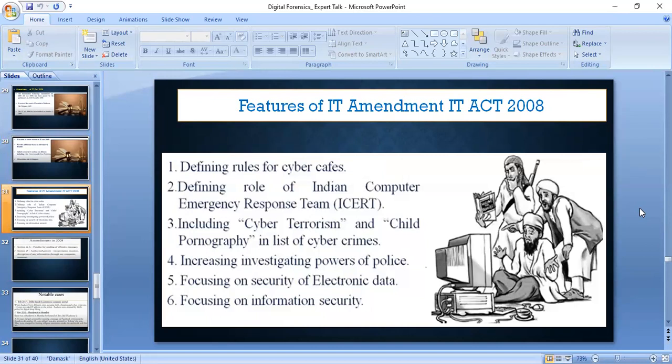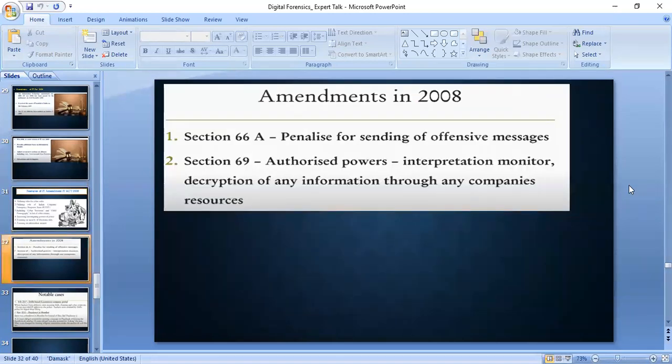One more thing added is the Computer Emergency Response Team, CERT. This is the team that mainly focuses on cyber terrorism and child pornography. We know that child pornography is a very big and serious issue in our India. The investigation power of police was increased, with more focus on electronic data and information security. So the IT Act 2008 covers child pornography, cyber terrorism and electronic data, under Section 66 and Section 69. Next.